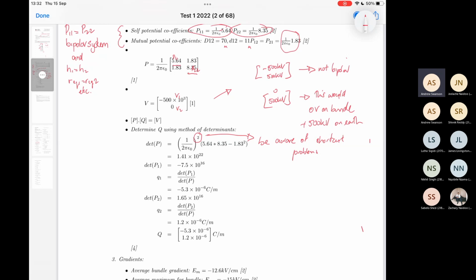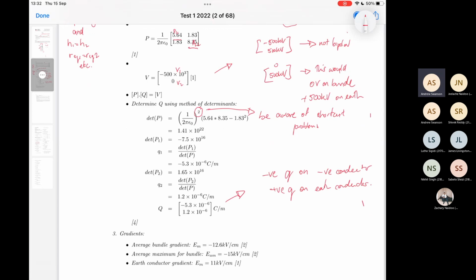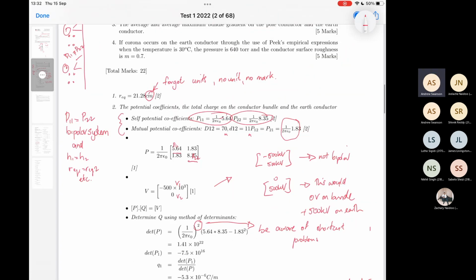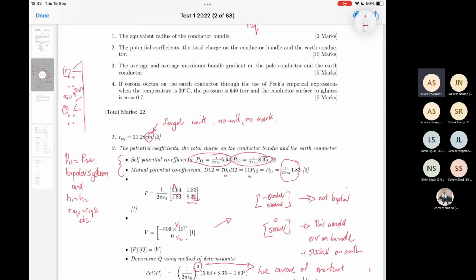Okay. A quick check. Negative Q on negative conductor. Positive Q on earth conductor. Right. You can see there that there definitely is a charge on the earth conductor, even though there is no voltage. Very cool. Right. Okay, cool.